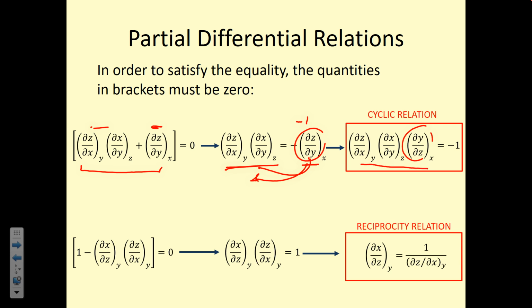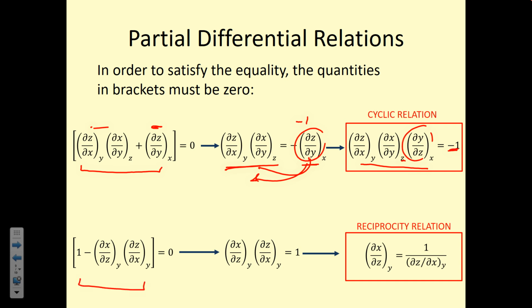This is called the cyclic relationship. So if del z del x, holding y constant, multiplied by del x del y, holding z constant, and del y del z, holding x constant, is equal to negative 1. So that's true for any partial differential equation in terms of those three variables, x, y, and z, a, b, c, d, e, f, whatever it is. If you multiply the three partials together, you'll get a negative 1. It's awesome. Math is awesome.